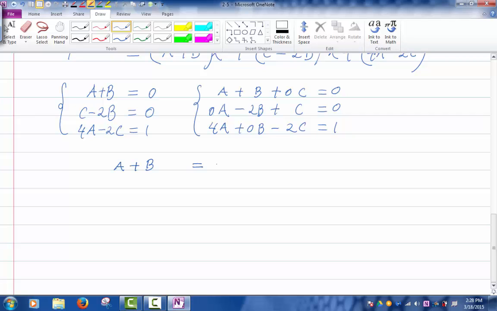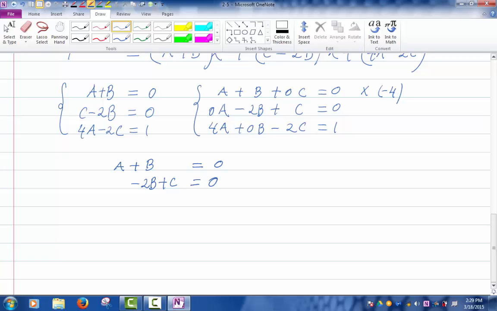Right now I'm not going to bother to write 0c again. If the coefficient of a in the second one is already 0, then I don't have to worry about that right now. Minus 2b plus c equals 0. And the coefficient of a in the third one is 4. So I am going to multiply the first equation by negative 4, and then add it to the third one, and that's going to get rid of the a term in the third one. You're okay with that?